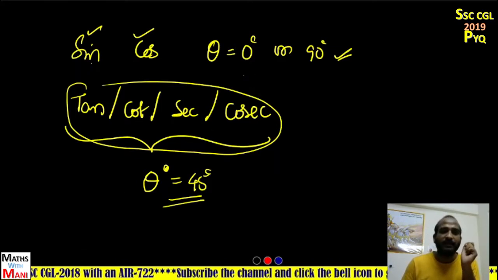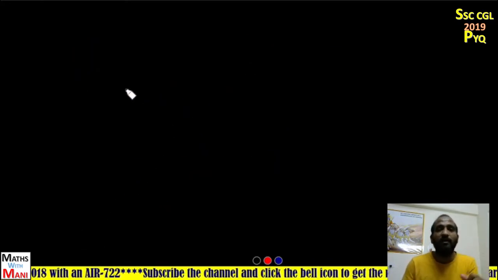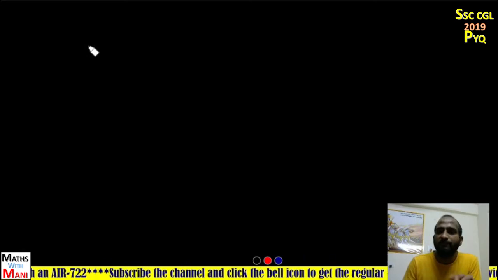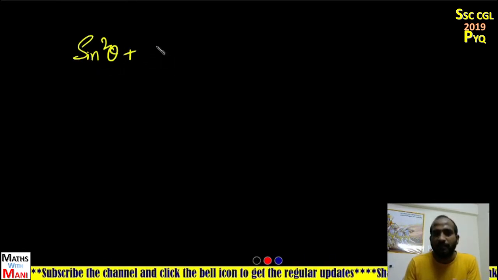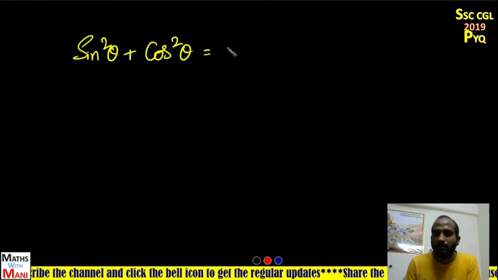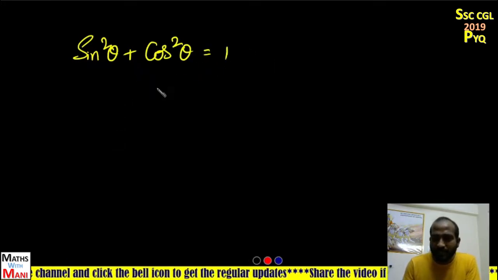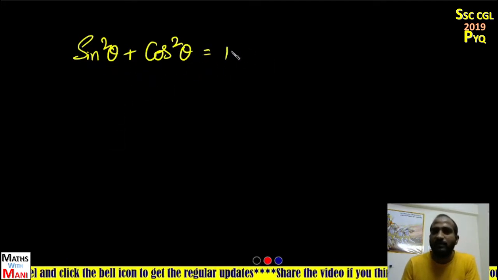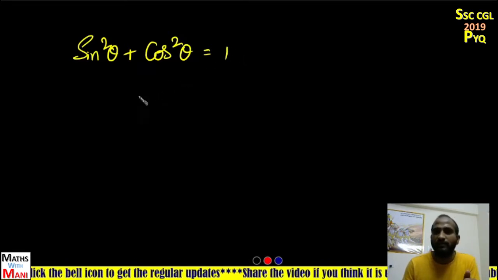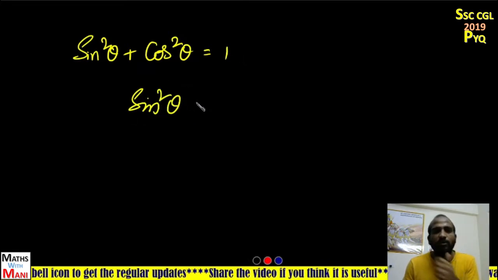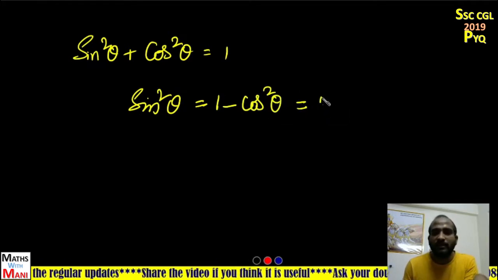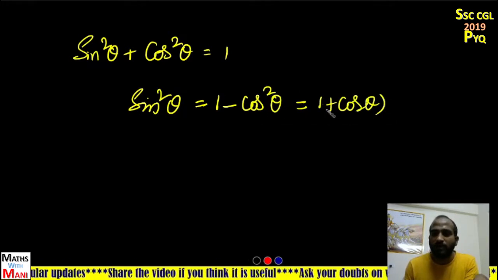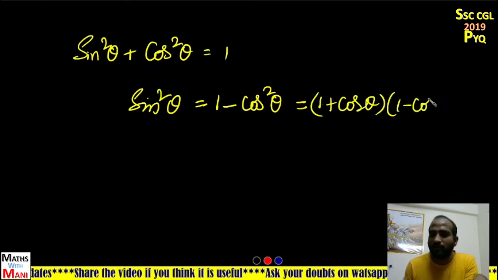Okay. And coming to the formulas, we have some of the identities. What are the identities? Sine square theta plus cos square theta is equal to 1. From that, I can tell you sine square theta equals 1 minus cos square theta. 1 minus cos square theta can be written as 1 plus cos theta into 1 minus cos theta.